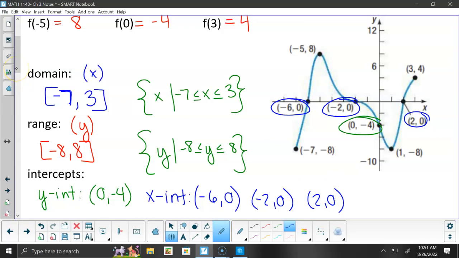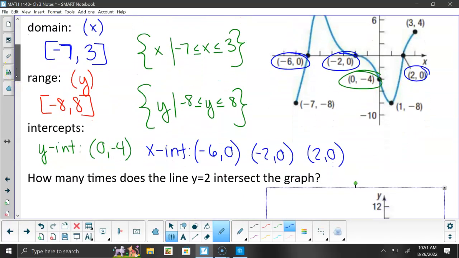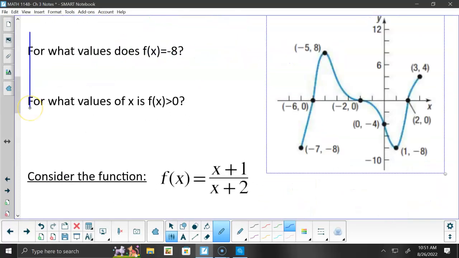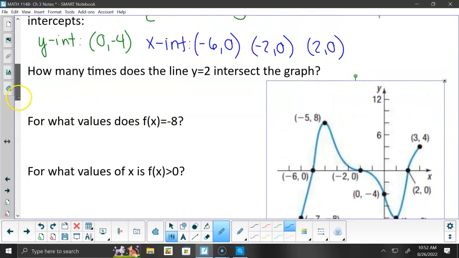I'm at least going to move it so we can see intercepts at the top of the page. Make our lives a little easier. So take a second. Let's copy some of those down.